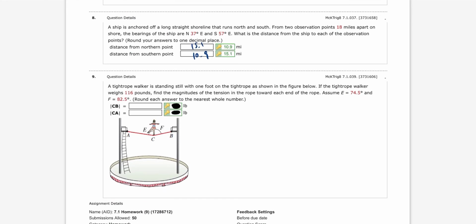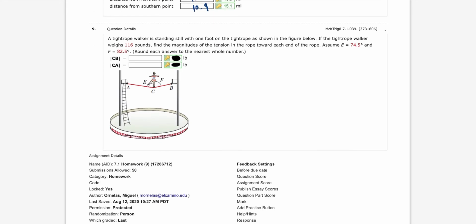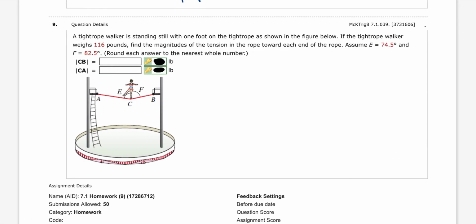All right, let's look at the next problem. All right, a tightrope walker is standing with 1 foot on the tightrope as shown in the figure. If the tightrope walker weighs 116 pounds, find the magnitude of the tension in the rope toward each end of the rope. Assume that E is 74.5, this angle 74.5, and this angle is 82.5. So what you want to do in these kind of situations where there's like tension or forces, you want to draw the triangle.